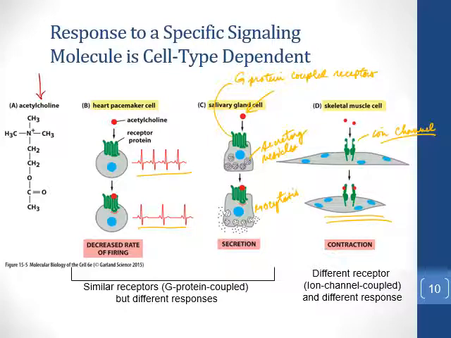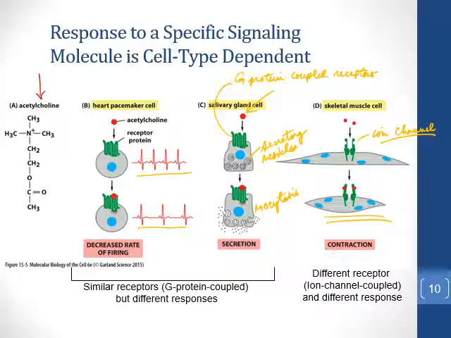So there's something really important to consider here, and that is when we say that the signaling molecule binds to a receptor, that receptor can have another function. In this case, the receptor is an ion channel. So now you've got a different receptor and a different response.